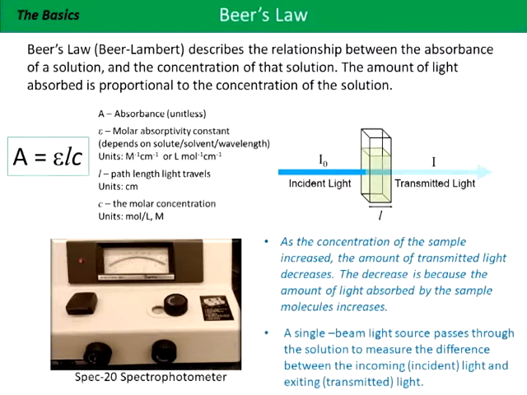A Spec-20 Spectrophotometer is a popular general chemistry instrument that's used for these experiments. It is a single beam light source. So what happens? A single beam light source passes through the solution to measure the difference between the incoming incident light and the exiting transmitted light. And again, that ratio allows you to determine the concentration.